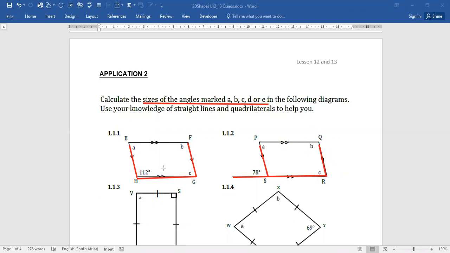You can use what you've learned in parallel lines. You can use sum of angles of a quadrilateral. You can use a straight line as well if you need to solve for something. And there is a straight line here. So there are many mathematical terms that you learned over these past few weeks that you can use to solve for A, B, C.